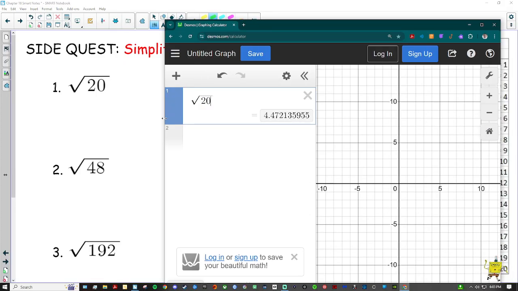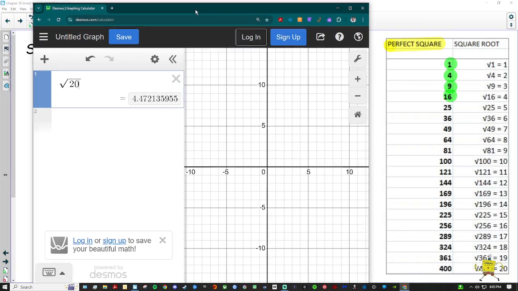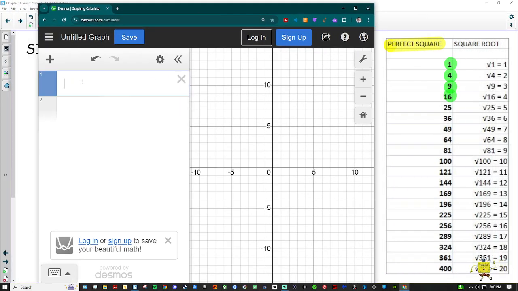So if I pull up Desmos, and I try to divide 20 by 16, I get a decimal, so that's no good. I'll try the next one. Divided by 9, I get a decimal, no good. Let's try dividing it by 4, and that works. That means 20 can split up into 4 times 5.